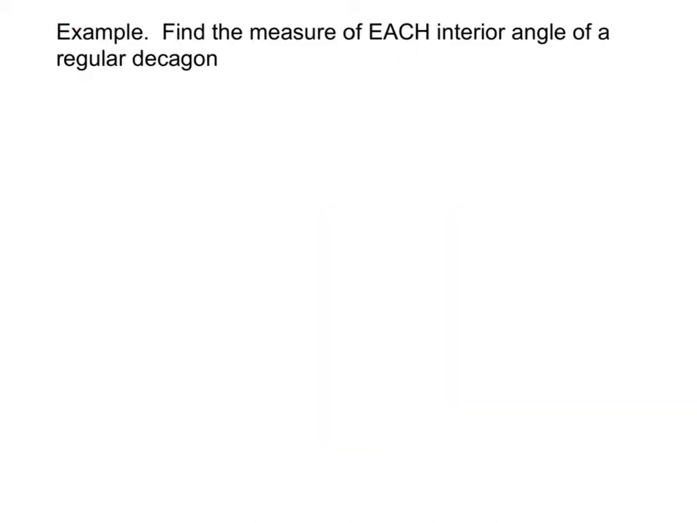Here's another example for us. We want to find the measure of each interior angle of a regular decagon. This question is similar to the other one, but now instead of just the sum, we want to take it a step further and find the measure of each angle. So what we first need to do is, let's think, decagon. How many sides is in a decagon? Well, you can look back at your table and you'll realize that this is 10 sides. 10 sides to this shape.